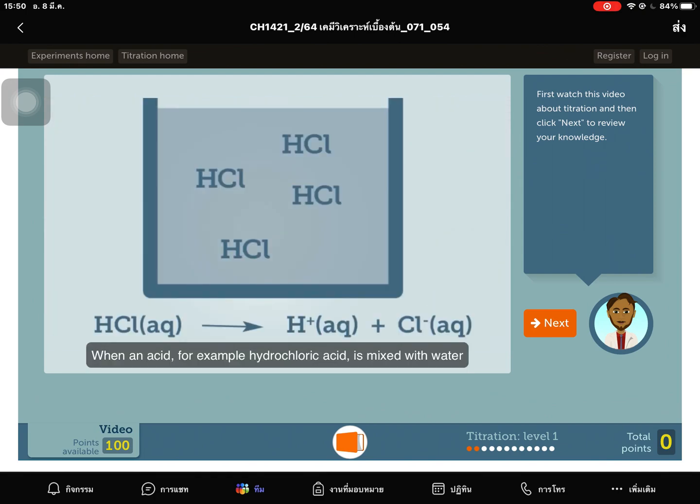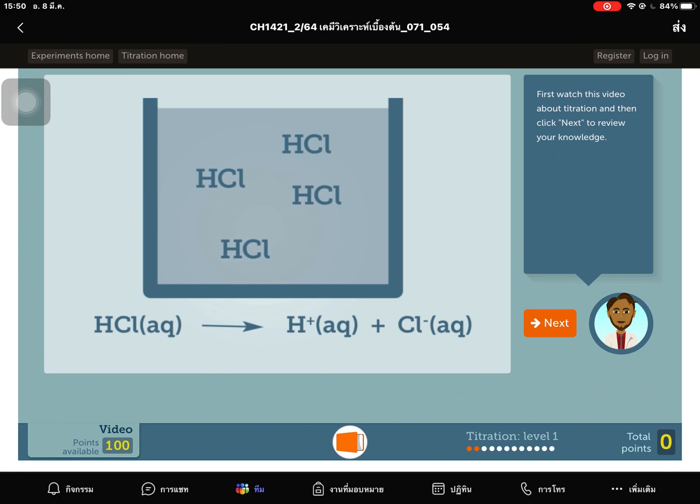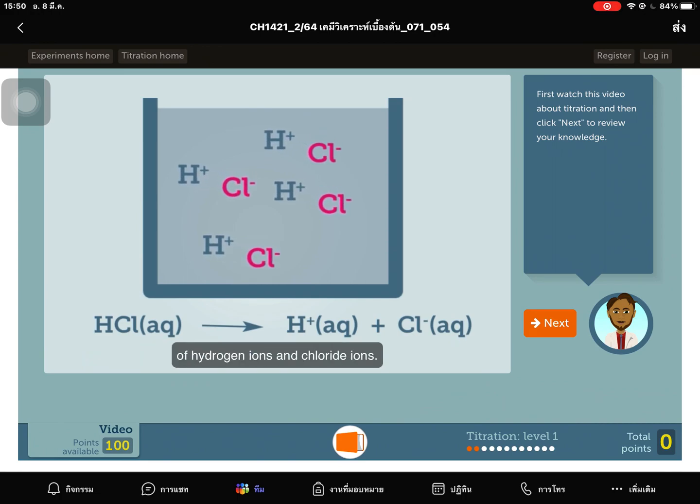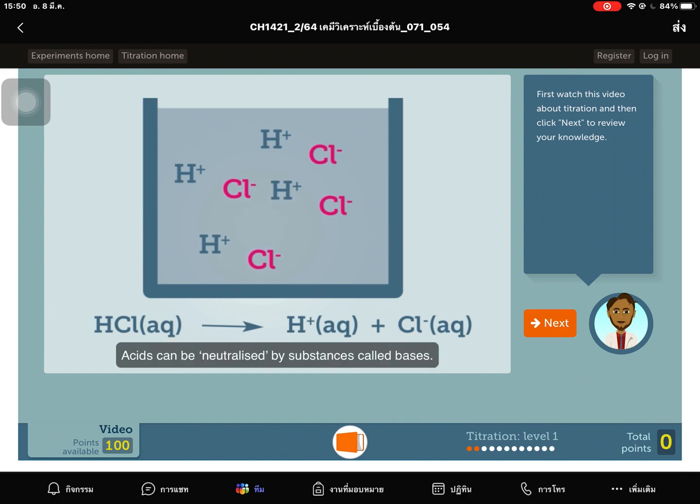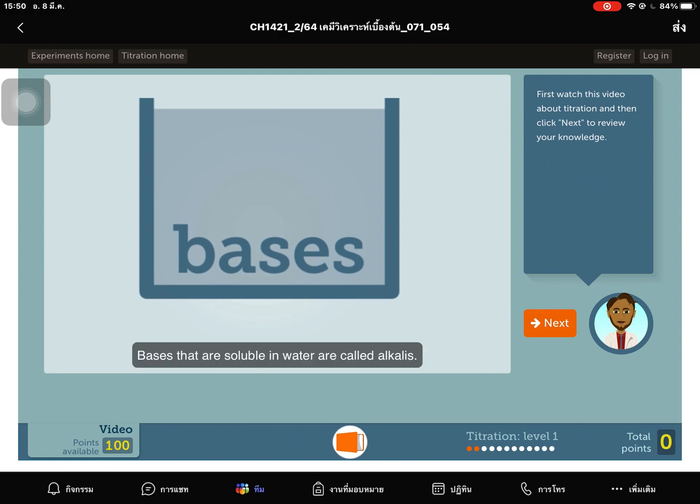When an acid, for example hydrochloric acid, is mixed with water, it completely dissociates, producing a solution of hydrogen ions and chloride ions. Acids can be neutralized by substances called bases. Bases that are soluble in water are called alkalis.